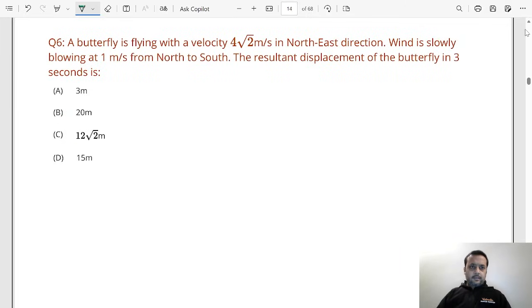Thank you so much. In this question, there is a butterfly which is flying with a velocity of 4 root 2 meter per second in the northeast direction. Wind is slowly blowing at 1 meter per second from north towards south, and we have to find the resultant displacement in 3 seconds.